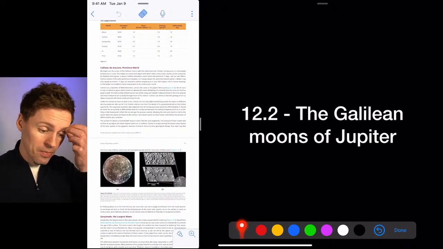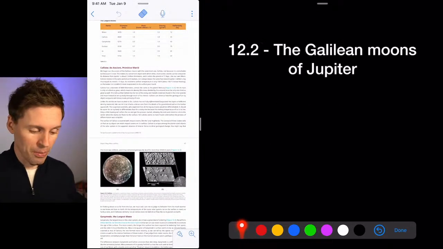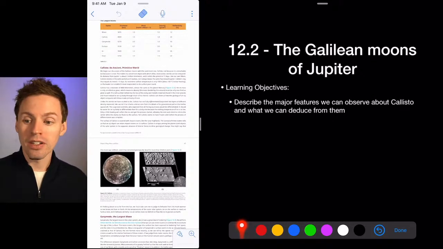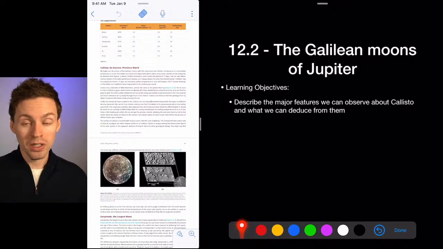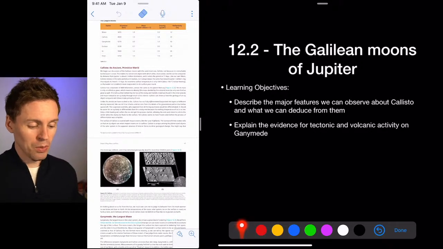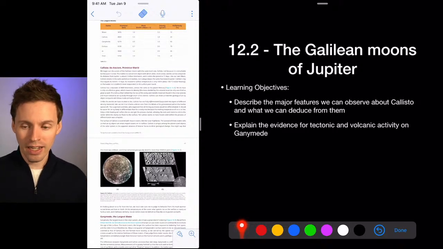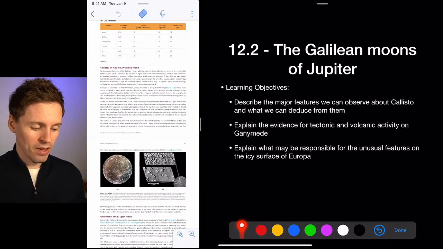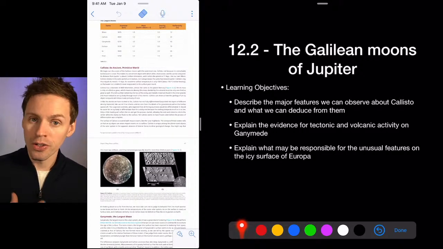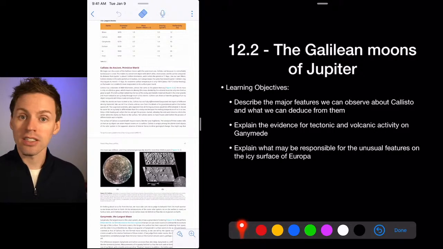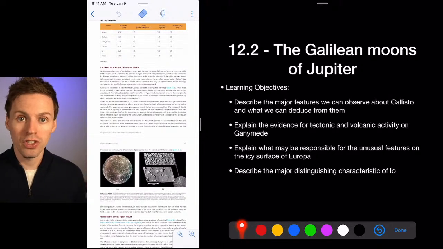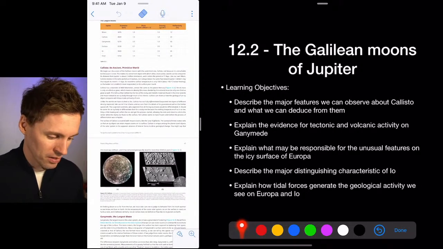Okay, so the Galilean moons of Jupiter are pretty interesting. We want to understand the features that we can observe about Callisto, one of the big moons, and then what we can deduce from them. And we want to explain the evidence for tectonic and volcanic activity on Ganymede. We also want to explain what may be responsible for the features on Europa. It's actually a very icy moon. It's got an ocean under there. And we want to describe the major distinguishing features of Io, the pizza moon, as I call it.